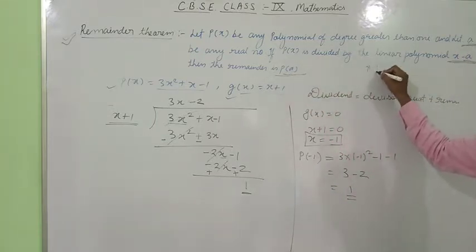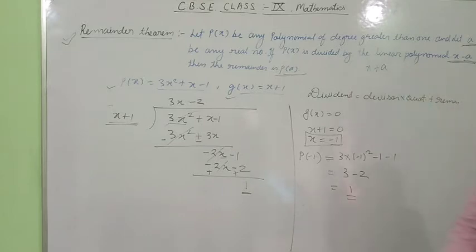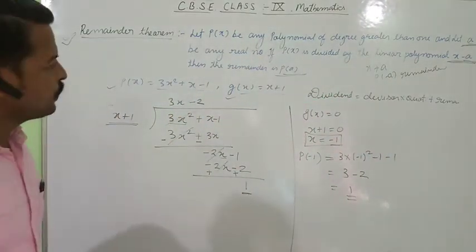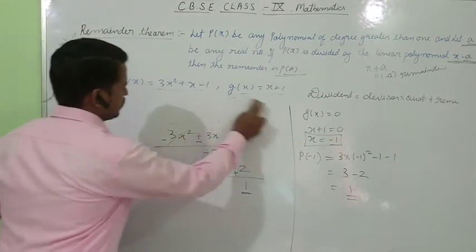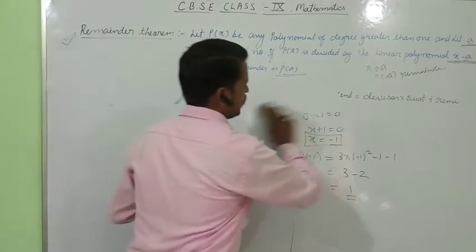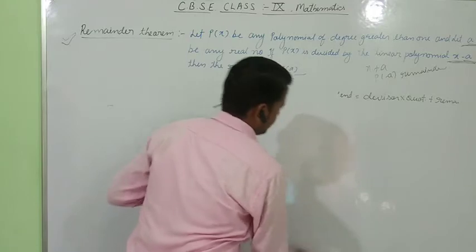ठीक है. x minus a अगर डिवाइजर है तो p of a क्या आएगा? रिमाइंडर. If I am taking x plus a as the divisor, then p of minus a will be what? Remainder. I hope you all understood. Now we will do the exercise. I request you all to pause this video and note it down.